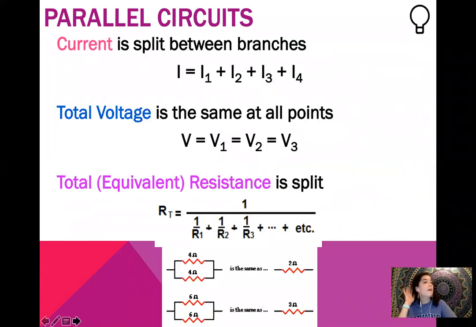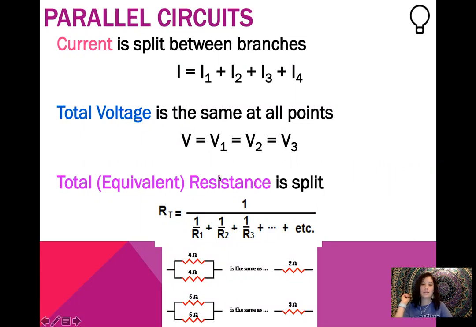All right, so in parallel circuits, the current is split between the two branches. So there is a total current, and we find that total current by adding together the currents from each branch of my circuit. But in a parallel circuit, the total voltage will stay the same at all points in the circuit. Last but not least, our total or equivalent resistance is split.